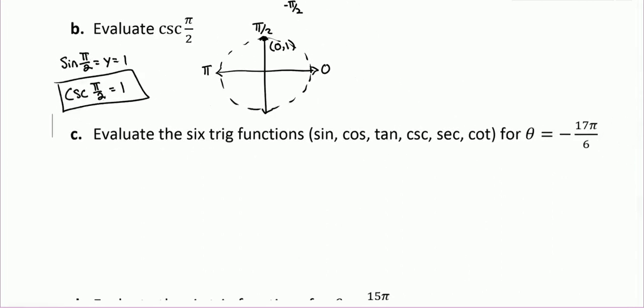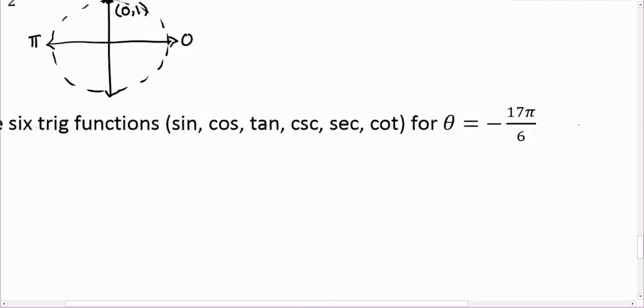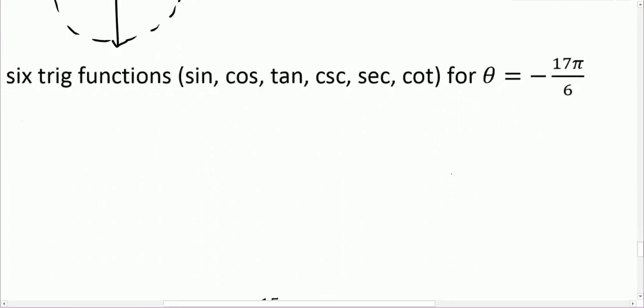Part C, we're asked to evaluate the 6 trig functions for theta equals negative 17 pi over 6.